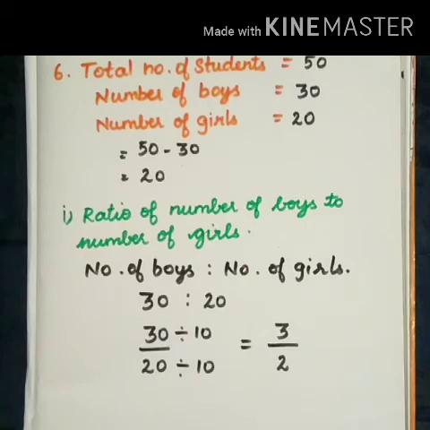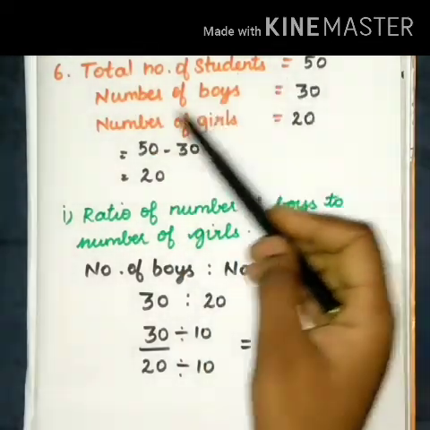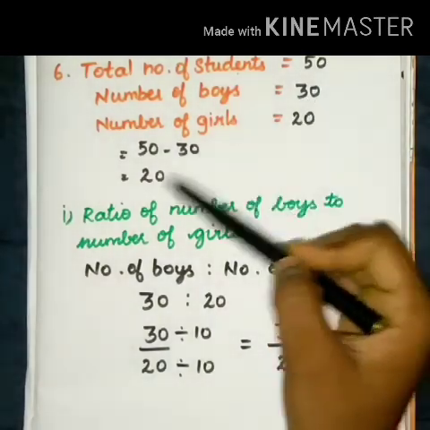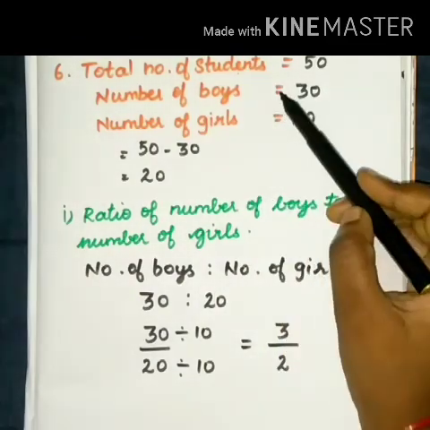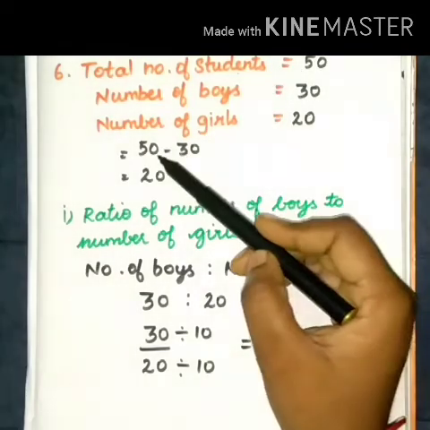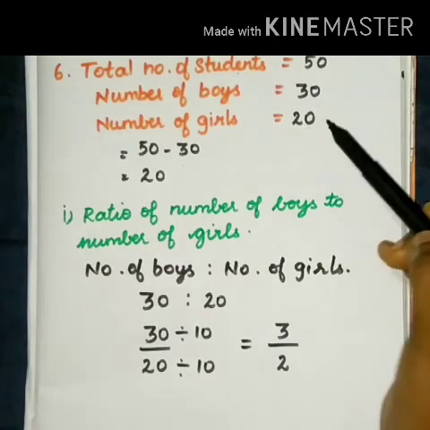Sixth question. Here the given question is total number of students equal to 50. Number of boys is 30. Number of girls is not given. You have to find it. To find the number of girls, you have to subtract number of boys from total number of students. So 50 minus 30 is 20. Number of girls is 20.